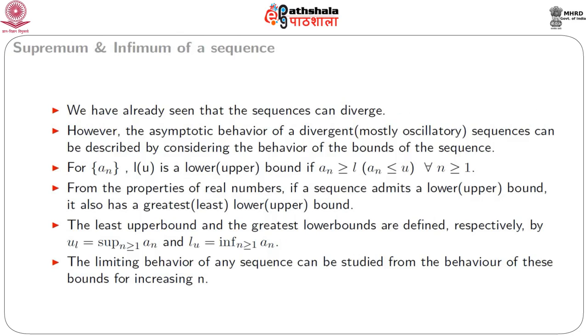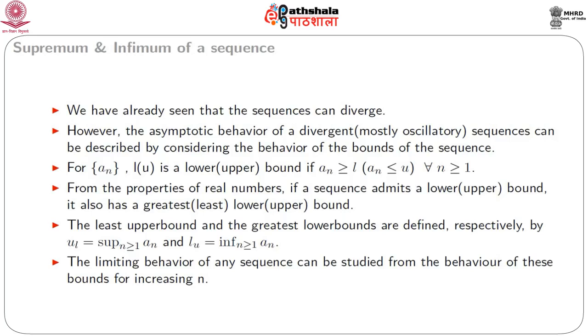Next we shall introduce the concepts of supremum and infimum of a sequence. We have already seen that sequences can diverge. However, the asymptotic behavior of a divergent sequence can be described by considering the behavior of the bounds of the sequence. For a sequence, L is a lower bound if an is greater than or equal to L for every n greater than or equal to 1, and U is an upper bound if an is less than or equal to U for every n greater than or equal to 1.